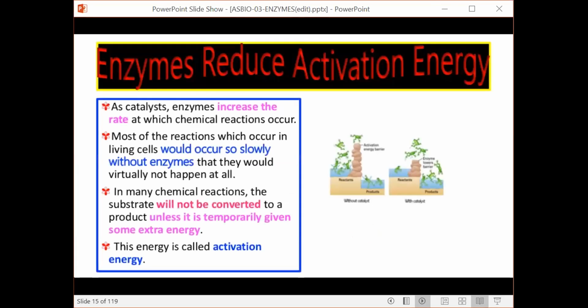Now coming to how the enzyme is working, how it does this catalytic activity. Basically it is reducing the activation energy. I think I have to explain earlier also that the minimum energy required for a reaction to proceed, for changing the reactant to product, is the activation energy. Now the enzyme is reducing that.